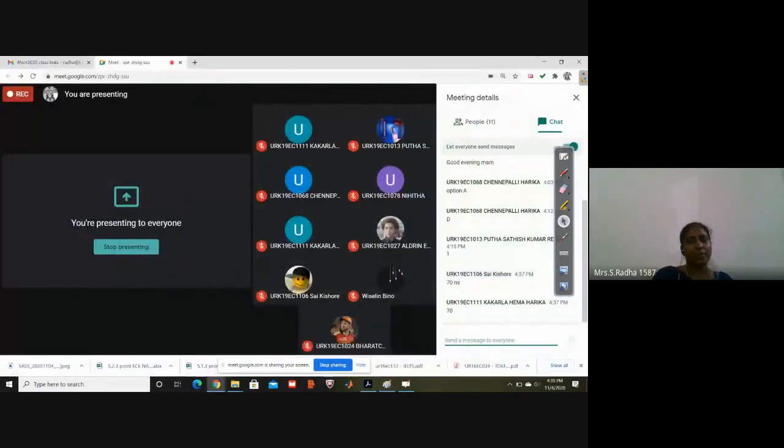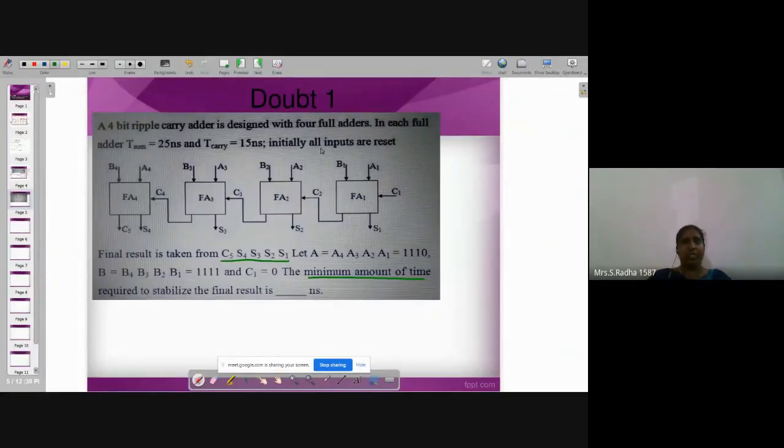If we go to the question, S1 will come in 25 nanoseconds. C2 will take 10 nanoseconds, and S2 will come in 25 plus 10, 35 nanoseconds. S2 is ready, then another 10 nanoseconds, 35 plus 10 is 45, so S3 will come at 45 nanoseconds. This will take another 10, and S4 will come. Another 10 means 55.